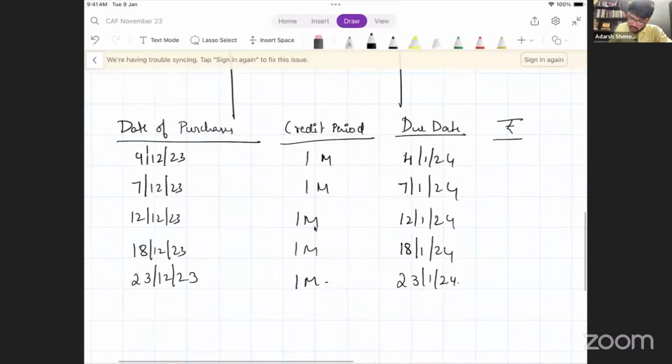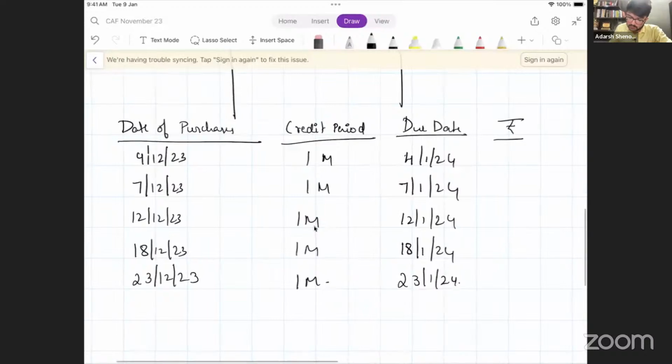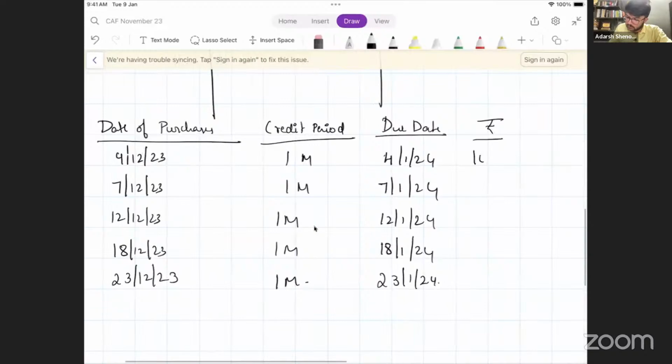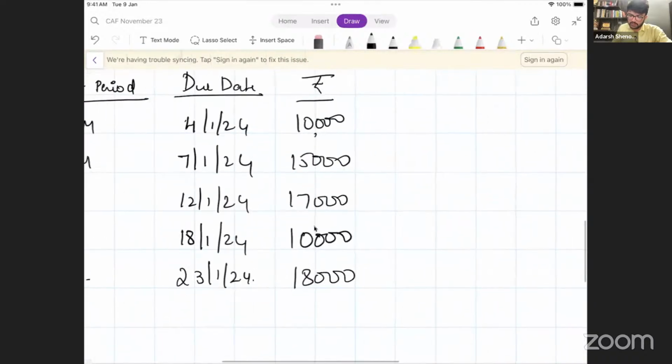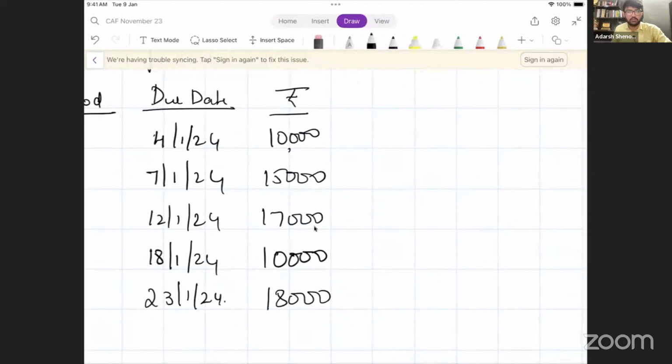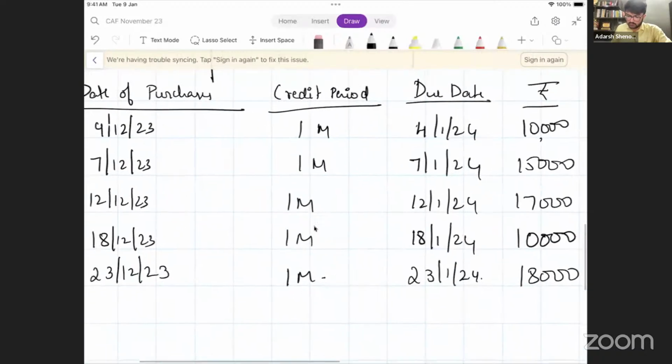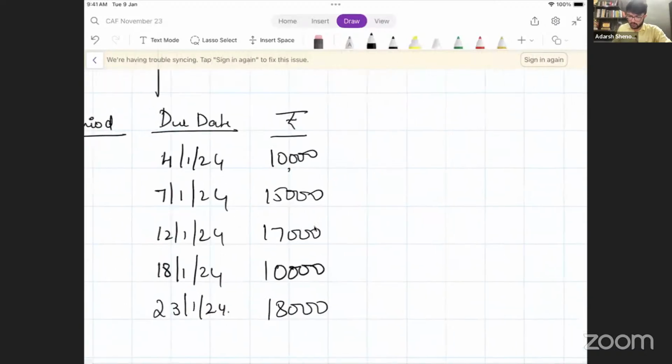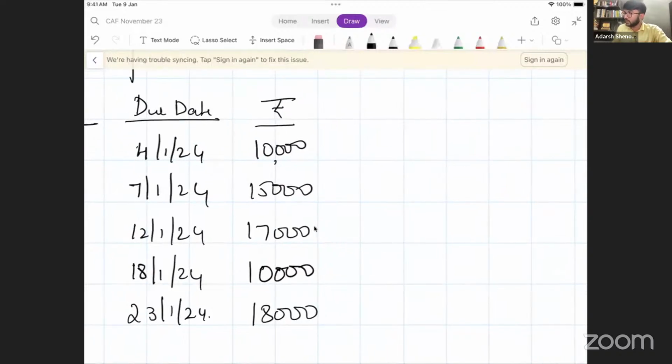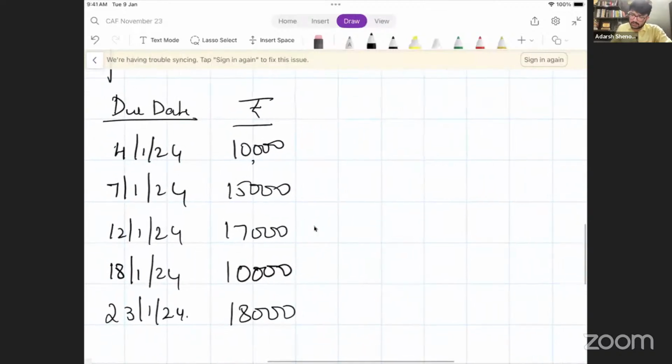And then amounts. I did not tell you the amount of these purchases. On 4/12 I had purchased for 10,000, then 15,000, 17,000, 10,000, and 18,000. Now all we need is this much. We need the due dates and we need the amounts. We don't need all of this; the purchase dates are required only to calculate the due dates. Once you have found them, we need only these two things. Now there are some steps we have to follow to calculate the average due date. Let's say we are going to calculate the average due date now, so we have to follow some steps.